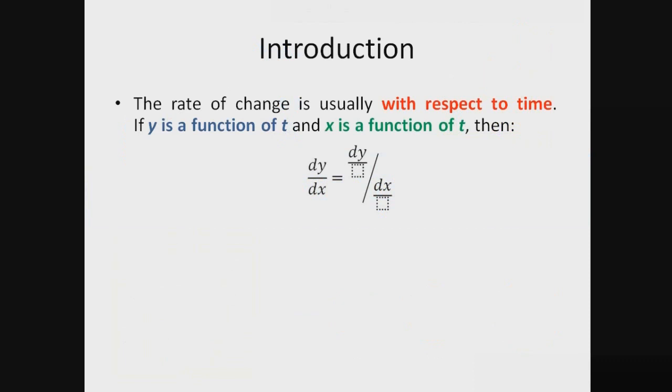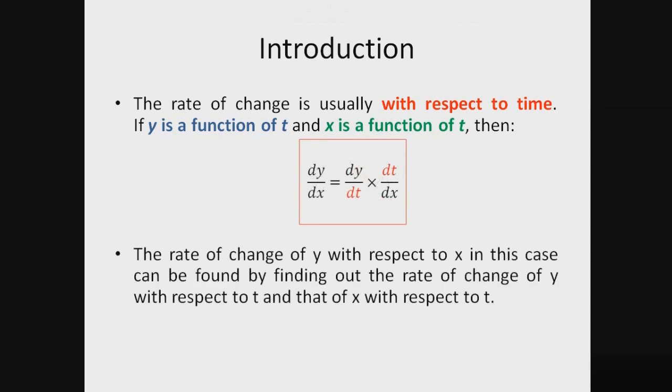The rate of change is usually with respect to time. If y is a function of t and x is a function of t, then we will get dy over dx is equal to the derivative of y with respect to t over the derivative of x with respect to t. If we rearrange it, it will become dy over dt multiplied by dt over dx. In this case, the rate of change of y with respect to x can be found by finding out the rate of change of y with respect to t and that of x with respect to t.